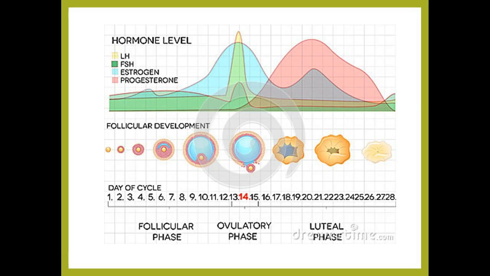As estrogen and progesterone begin to fall during this cycle, a positive feedback occurs and allows the anterior pituitary gland to secrete more FSH and LH in order to begin another ovulation cycle. Okay?